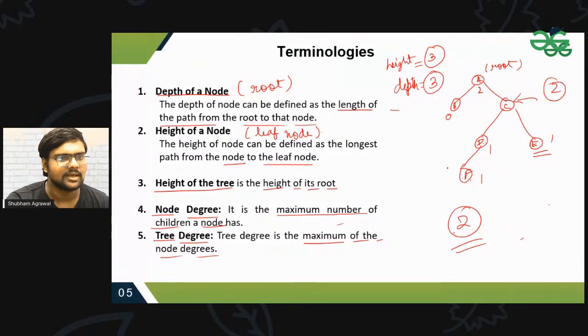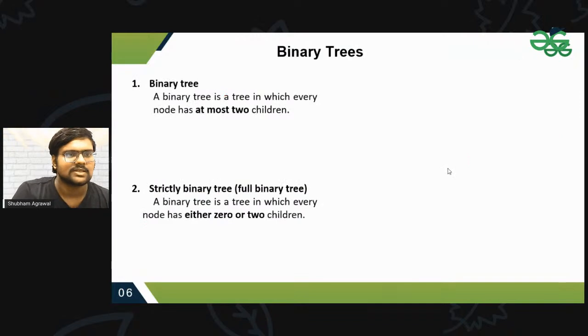Now let's see what binary trees are. We know that binary trees are the trees in which a node can have at most 2 children. At most 2 children means it can have 0, it can have 1, or it can have 2.